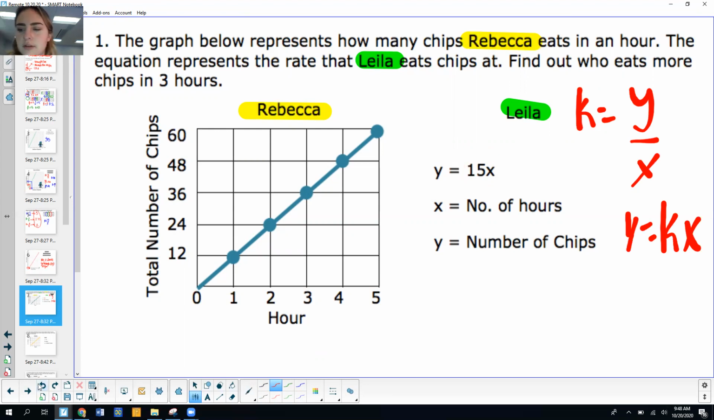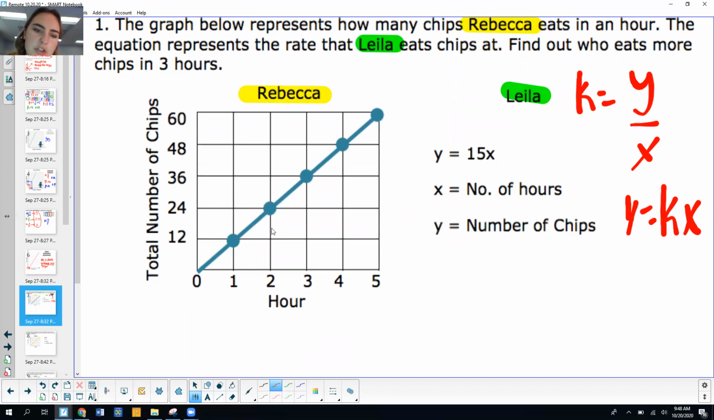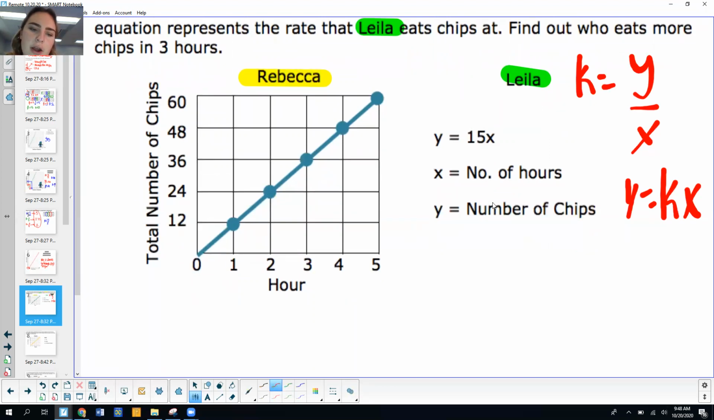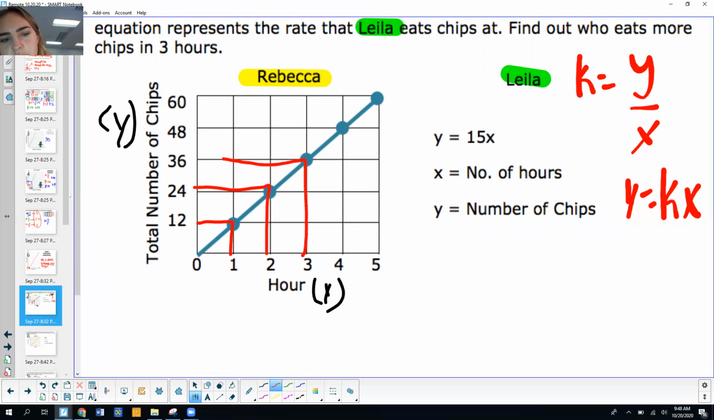So I'm looking over here, and I'm going to turn this graph into an equation, so I can do that. The hours right here are going to be my x, and this is going to be my y. So at 1 hour, Rebecca's eaten 12 chips. At 2 hours, she's eaten 24. At 3 hours, she's eaten 36. At 4, she's eaten 48, and so on and so forth. So we could create a table.